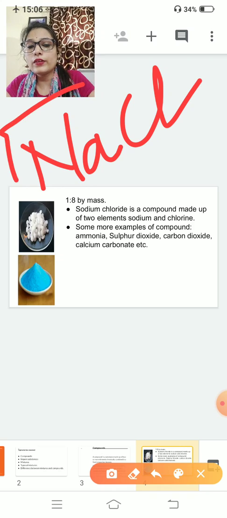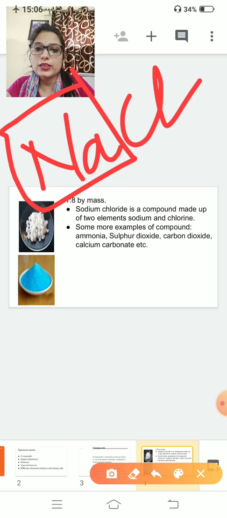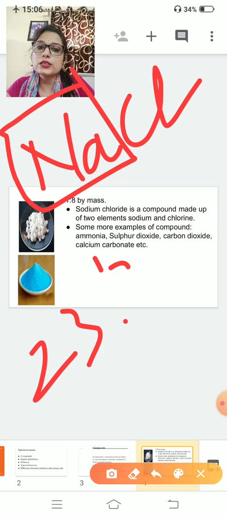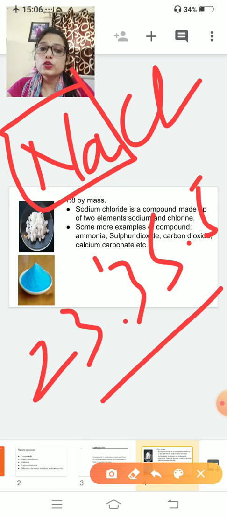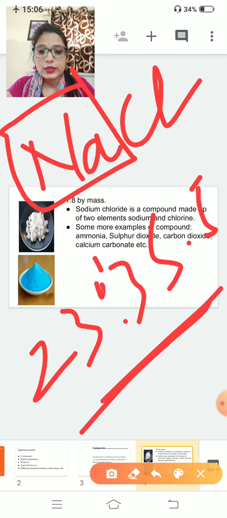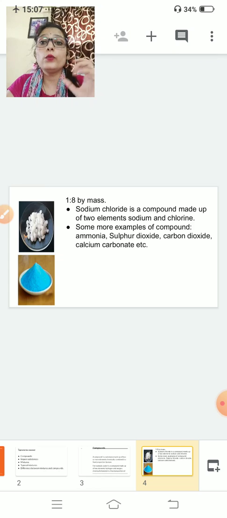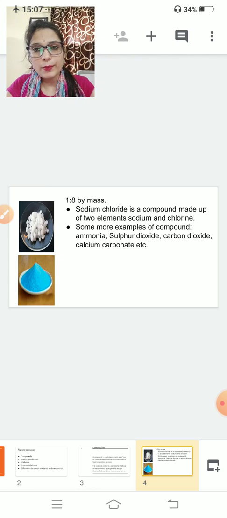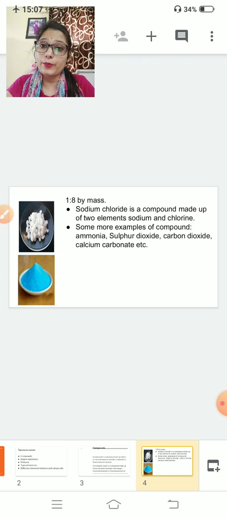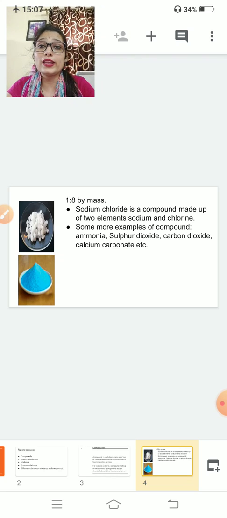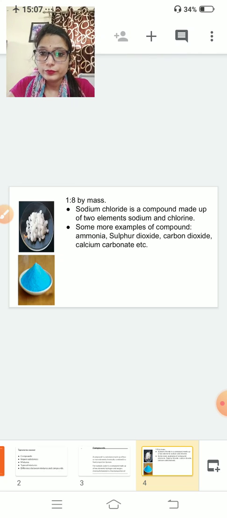What is the mass number of sodium? It is 23, and chlorine is 35.5. So here the ratio is fixed. Clear? For a compound, it is compulsory that the ratio should be fixed. If you change the ratio, you will not get the same compound. What will you get? You will get a different type of compound.